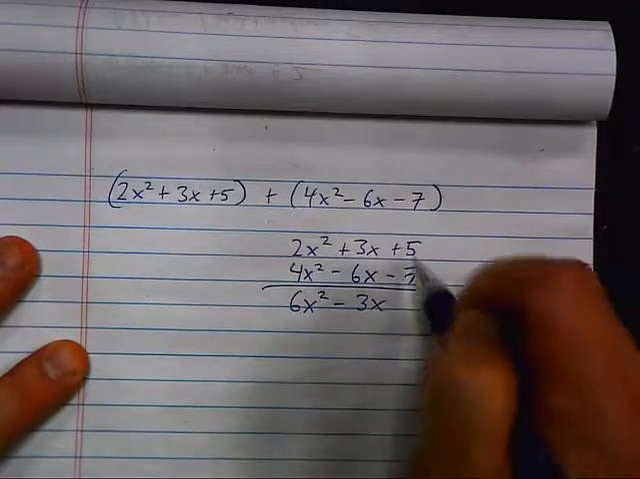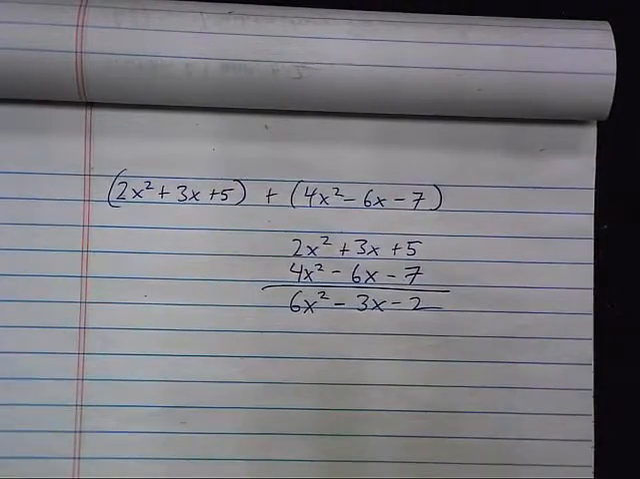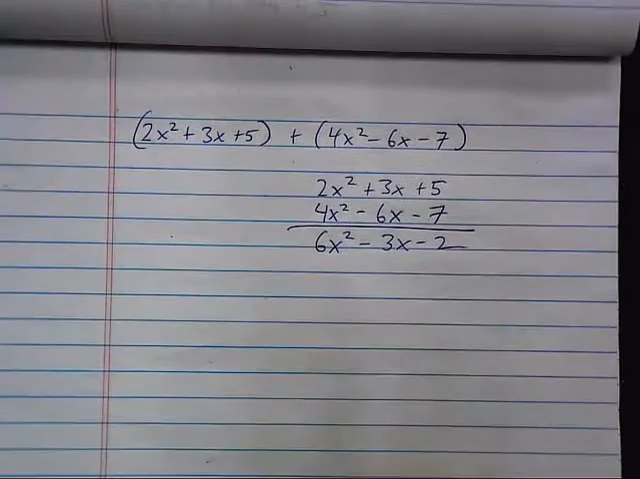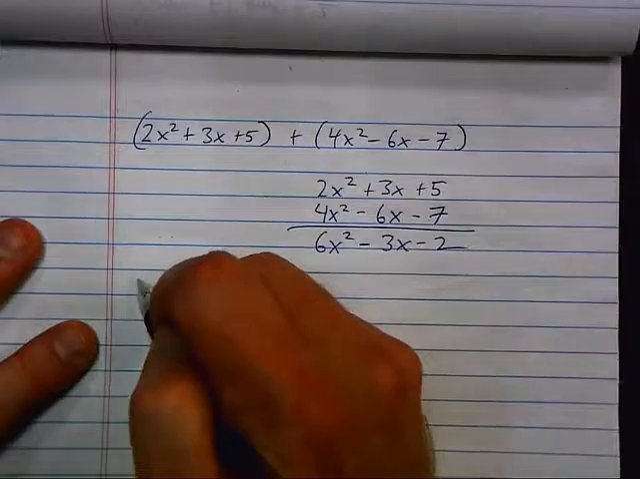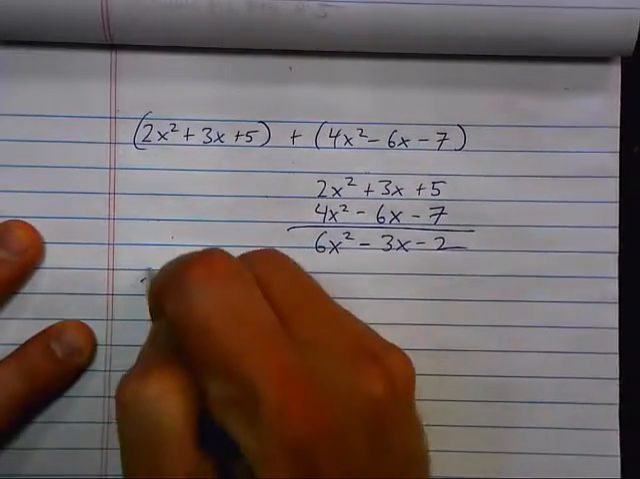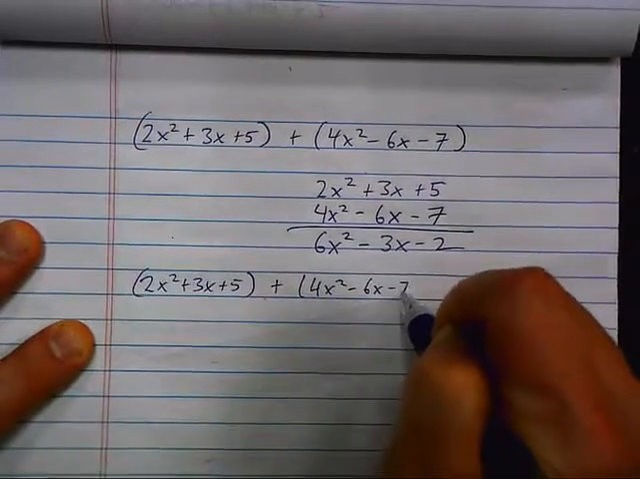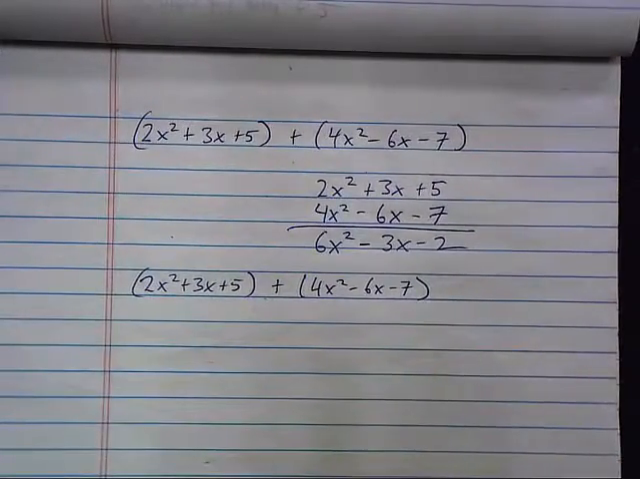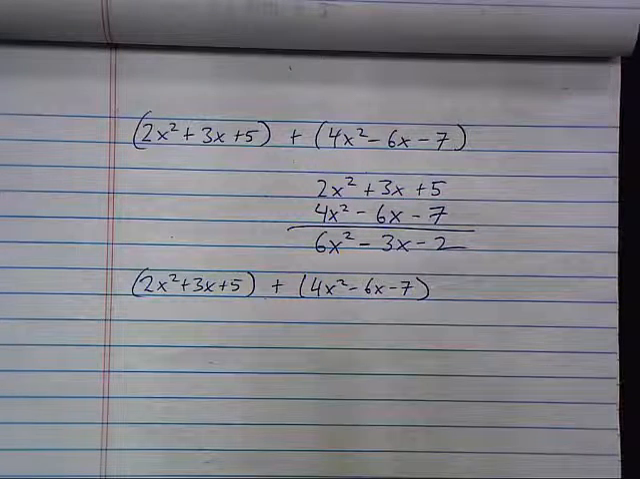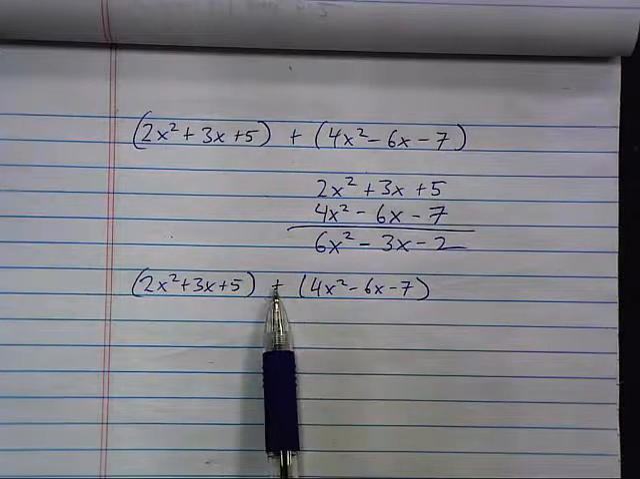Minus 3x, and what's 5 minus 7? Negative 2. That's perfectly acceptable. Really, what we did is this. Those parentheses that I wrote really are completely useless in this problem. They're completely unneeded because we're adding.